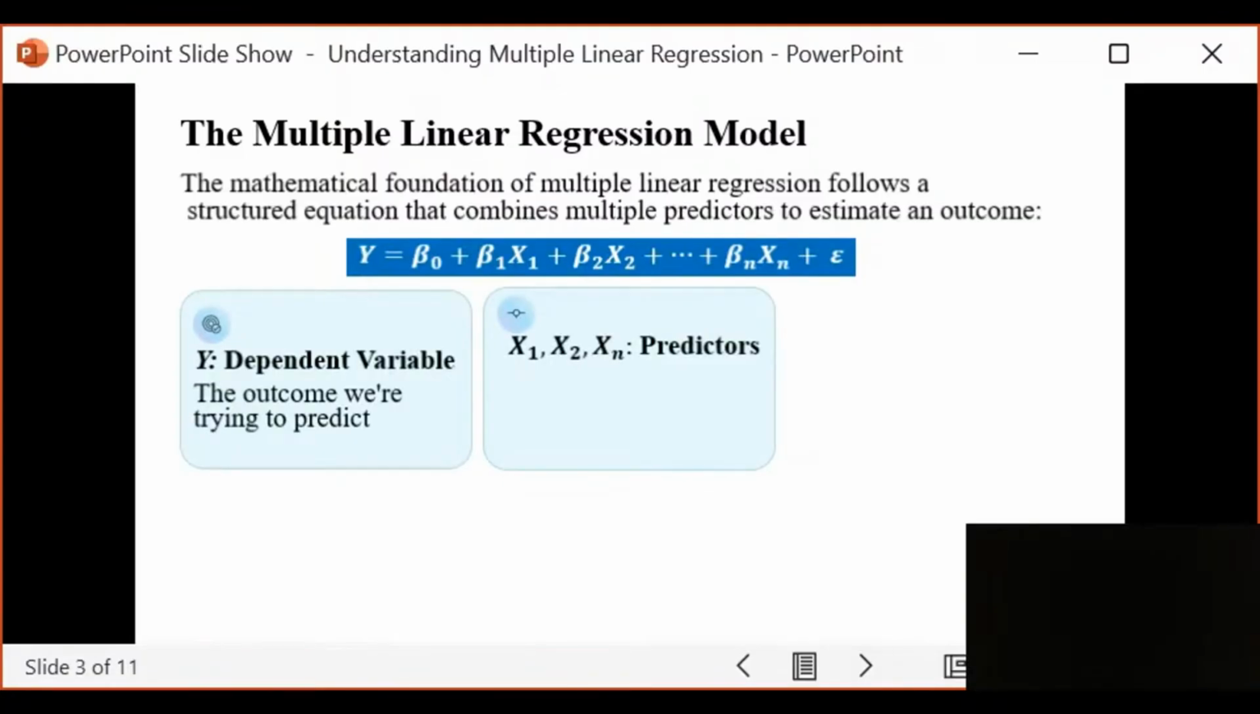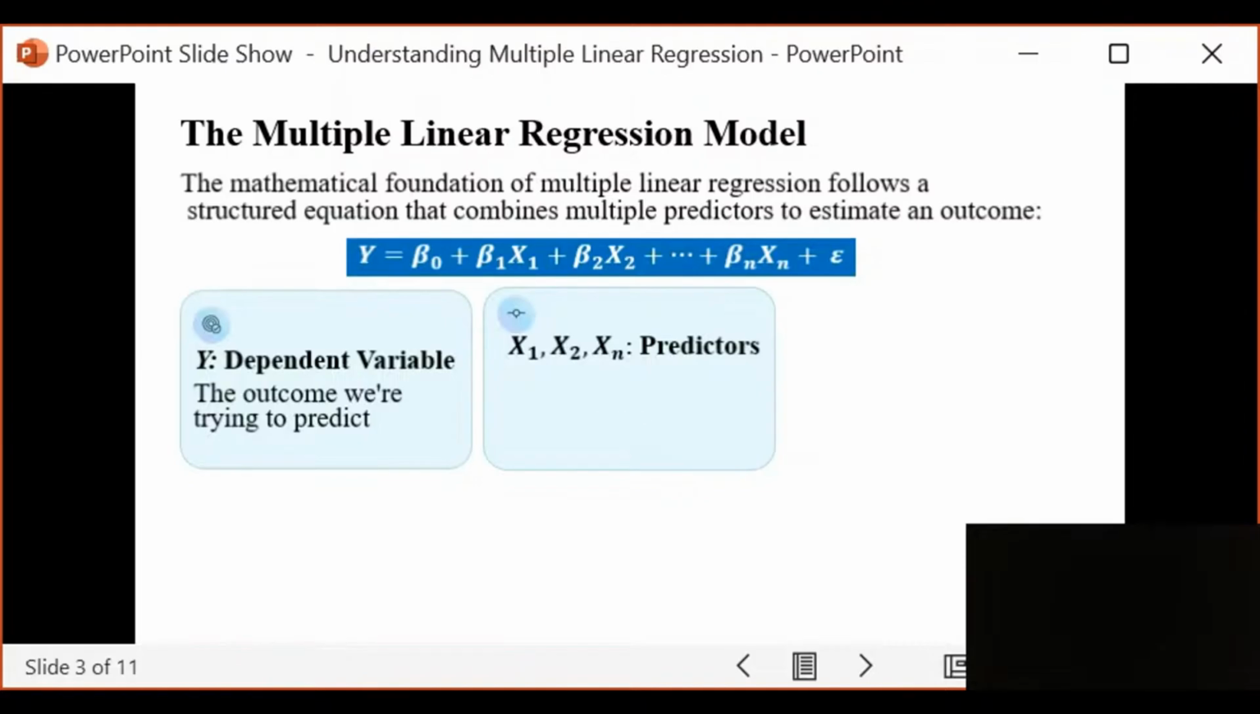Next we have x sub 1, x sub 2, up to x sub n. These are our predictor variables, or the independent variables. These are the factors we think influence y. In our example, this could be study hours, attendance rate, or stress level. This will be our example, and we will have this in the succeeding slides.